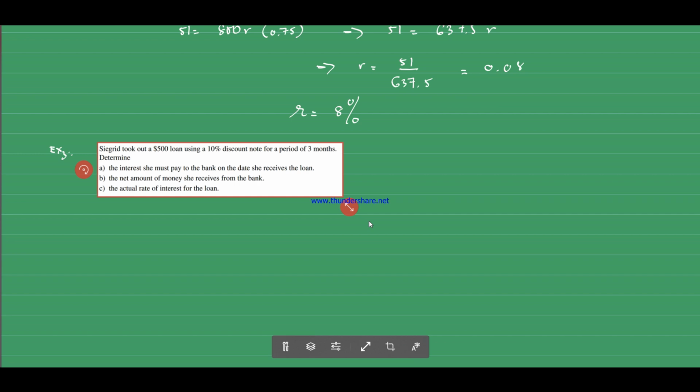Okay, so in here, kind of the same thing. They have a 10% discount note for a period of 3 months. Okay, the interest rate and how much money you had to pay. Okay. Answer. So you borrow $500 and they give you 10%. The interest you must pay to the bank. So let's do part A first. Interest you must pay to the bank.